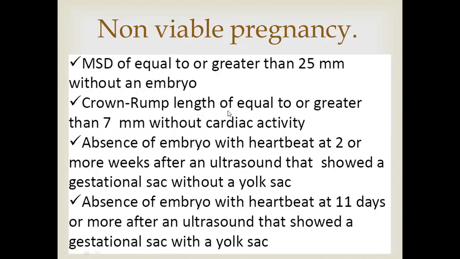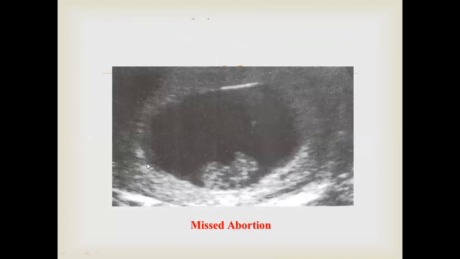When do we say this is a non-viable early pregnancy? When the mean sac diameter is equal to or greater than 25 millimeters without an embryo, or crown-rump length is equal to or greater than 7 millimeters without cardiac activity. The last two options: absence of an embryo with heartbeat at 2 or more weeks after an ultrasound that showed a gestational sac without a yolk sac, or after 11 days after an ultrasound that showed a gestational sac with a yolk sac. This is a picture of a missed abortion.